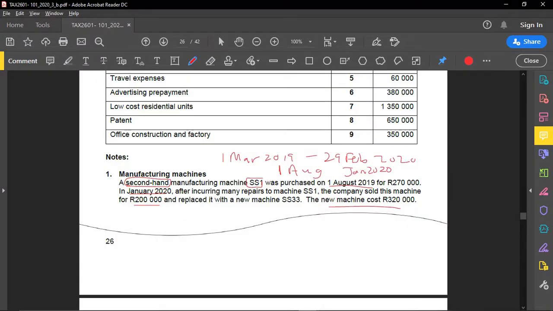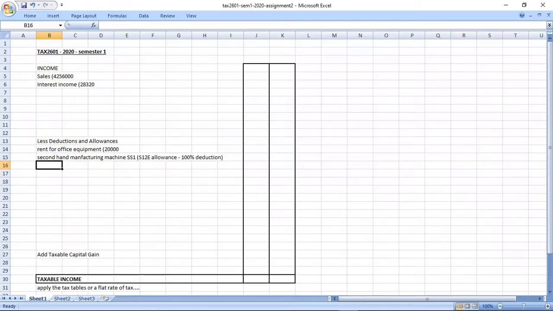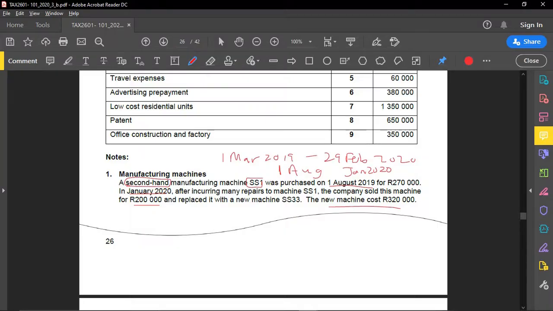How much was that purchase? The purchase was for 270,000. So this machine is going to have a deduction of, obviously all these amounts are going to be in brackets, but if I put that amount in brackets, Excel is going to make it a negative, so I'm going to leave it as that. Just remember, show it in brackets. It's the same as accounting. Go back to the question.